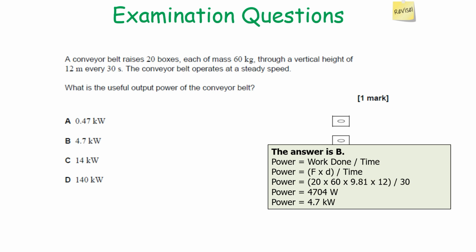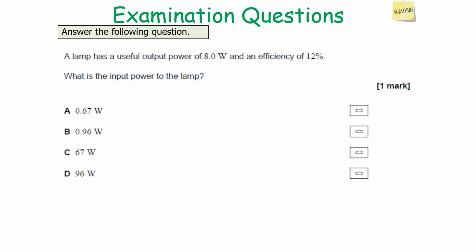Now also note in this calculation we have times by 20 because the 20 boxes being raised, each with a mass of 60 kilograms, and then obviously we times it by 12 because that is the vertical displacement, then dividing it by 30 because that's how long it took. So therefore we've worked out our useful power out to be 4.7 kilowatts. Let's have a look at the next question.